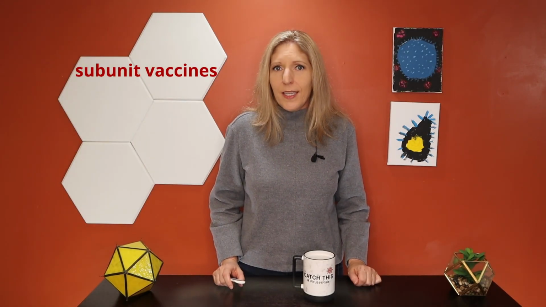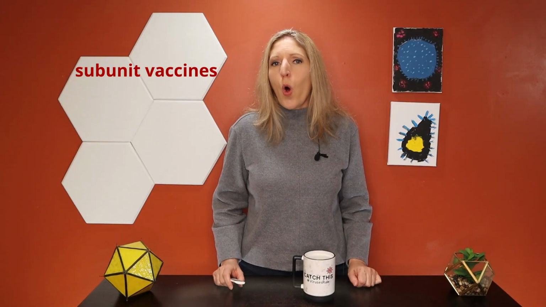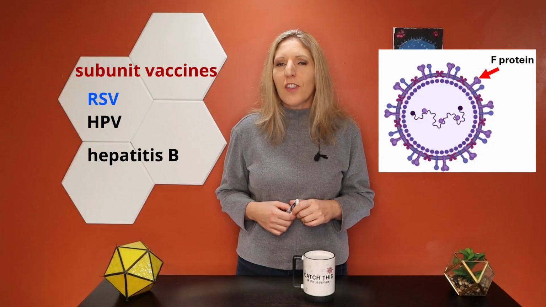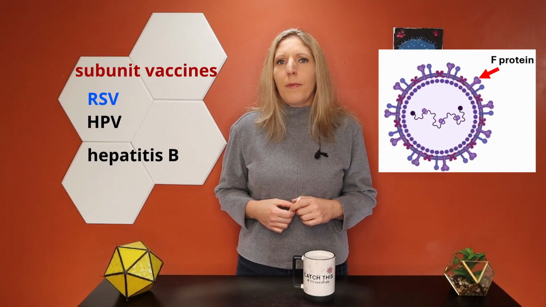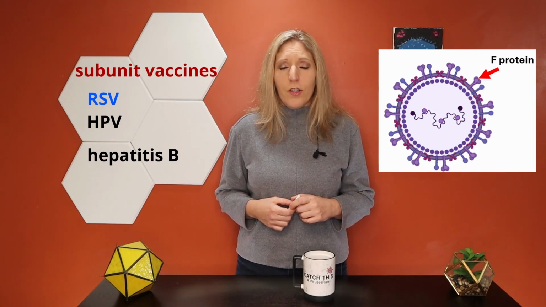Subunit vaccines consist of the purified antigenic parts of a pathogen. Because these vaccines don't contain the whole pathogen, they are extremely safe. Examples of subunit vaccines include the respiratory syncytial virus or RSV vaccine, the human papillomavirus or HPV vaccine, and the hepatitis B vaccine. The RSV vaccine, which was previously described in Catch This episode 47, linked above, consists of a stabilized form of the highly conserved RSV F protein. This vaccine exemplifies a phenomenal scientific breakthrough, achieved after many decades of significant research challenges.